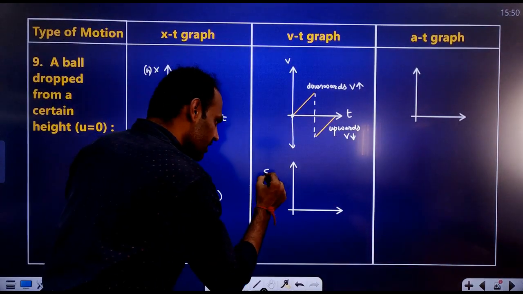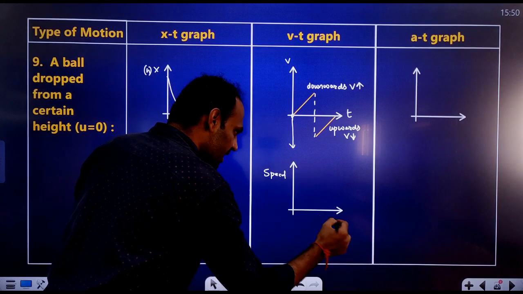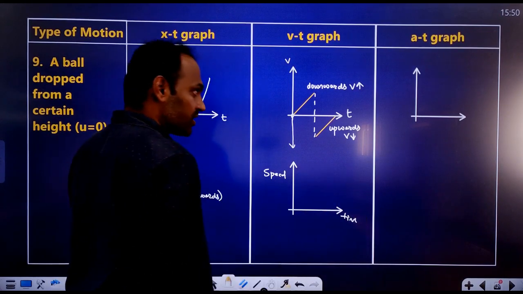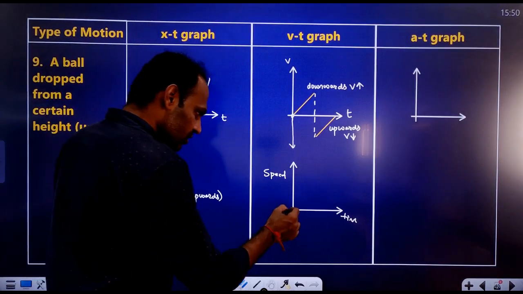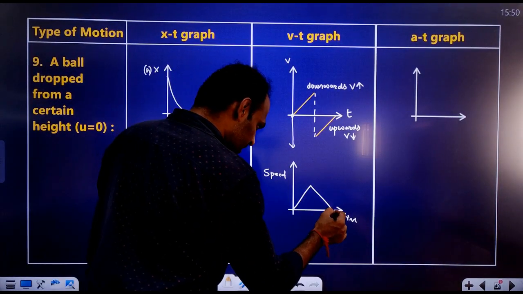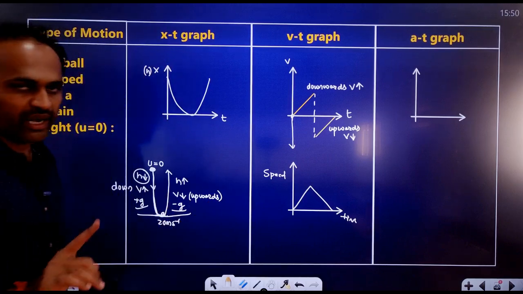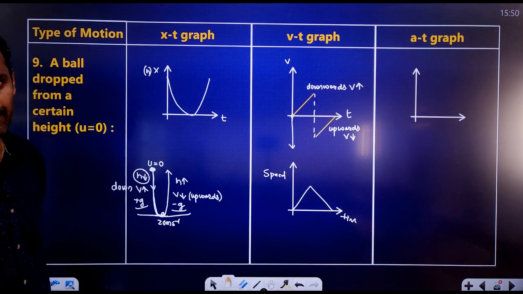Speed time graph. If we take speed versus time, speed has no direction. So velocity first increases, then decreases. So speed increases and then decreases, right? So speed will never be negative. So you should not show it on the negative axis.